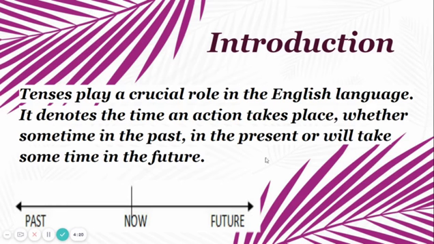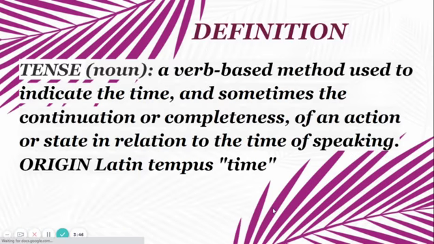It generally denotes the time at which an action takes place, whether sometime in the past, in the present, or sometime in the future also. Okay, so you all remember that tense always denotes the action that takes place at a particular time. Sometimes it may be present, that means current situation, or past, or sometimes even future.